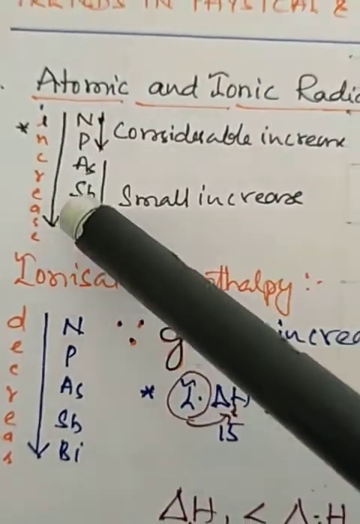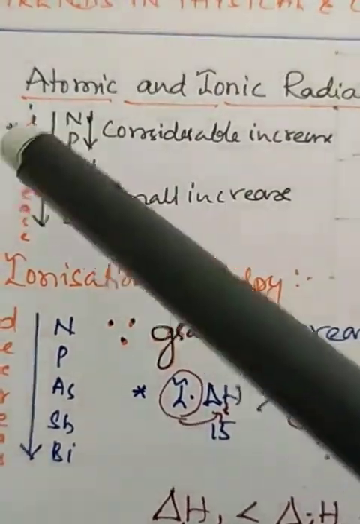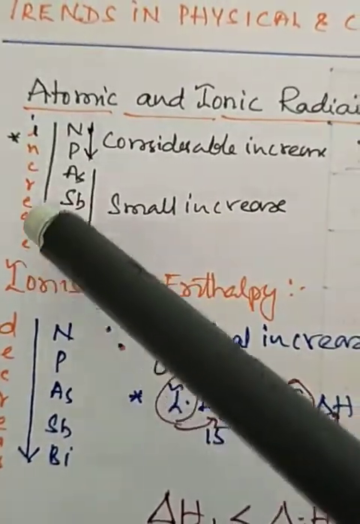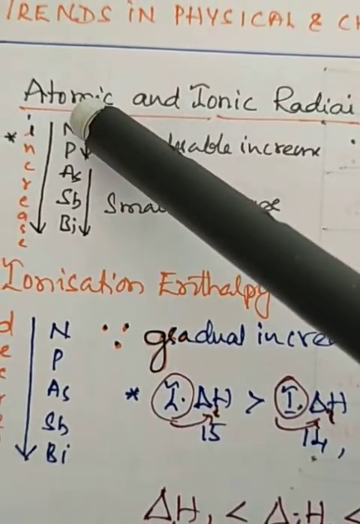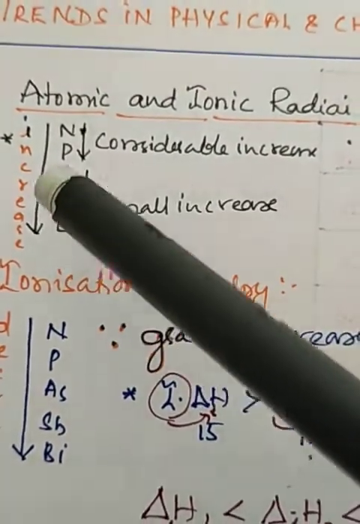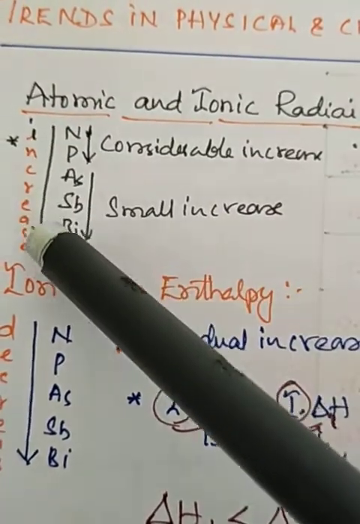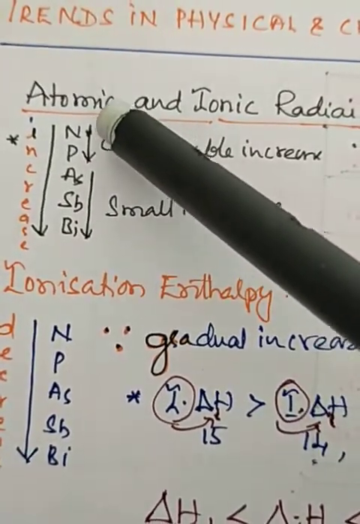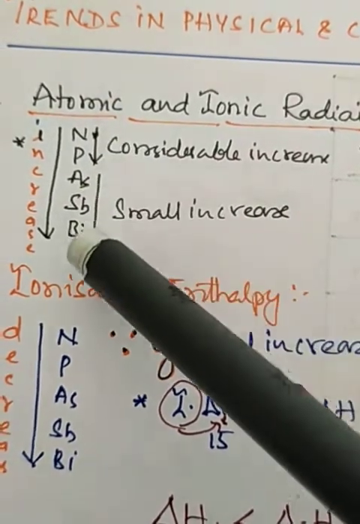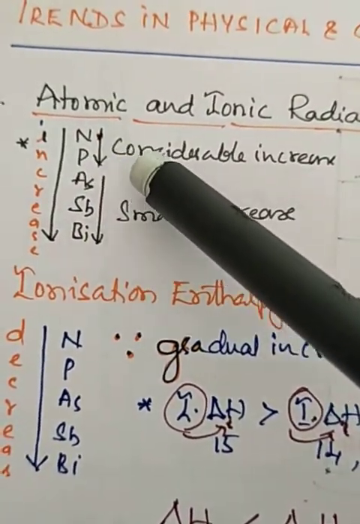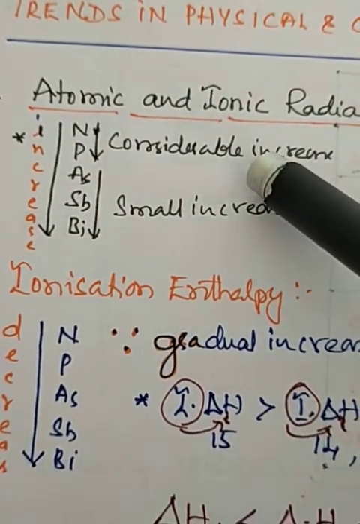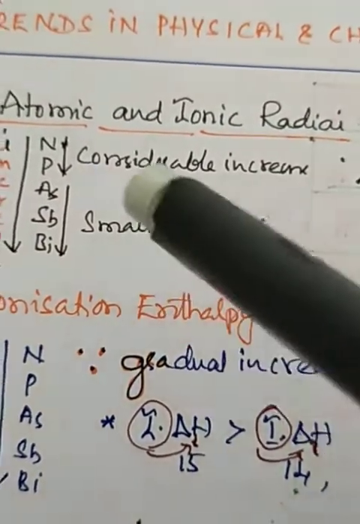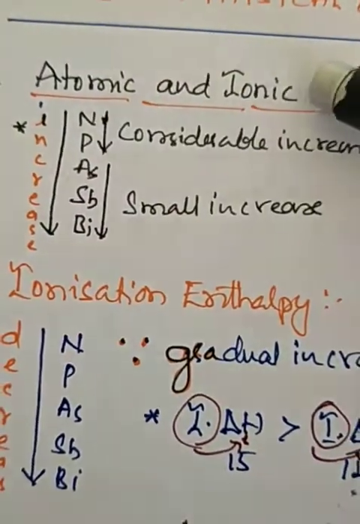Observe here, I draw the line here. Atomic and ionic radius. What does that line show? This is the group. When you write the arrow mark down, it is down the group. As we go down the group, nitrogen, phosphorus, arsenic, antimony and bismuth, atomic and ionic radius increases. Write this one. And here is a small arrow mark from nitrogen to phosphorus and arsenic to bismuth. From nitrogen to phosphorus, there is a considerable increase, that's more increase. But from arsenic to bismuth, a small increase. So why do these atomic and ionic radii increase down the group?